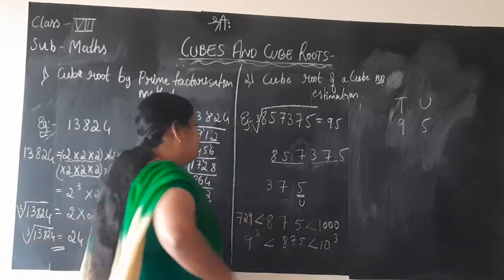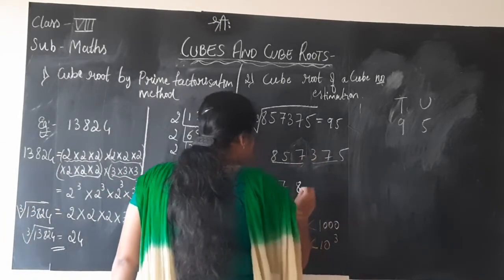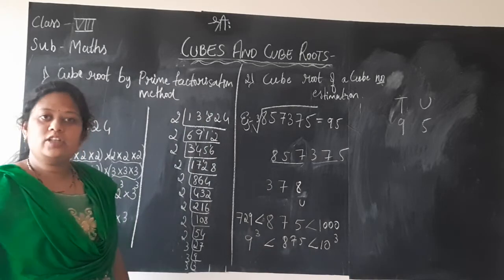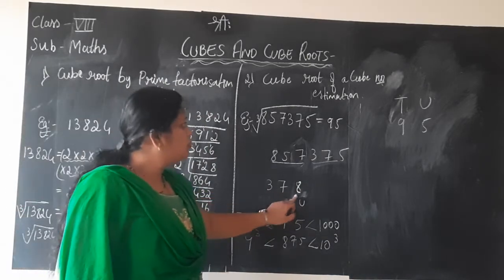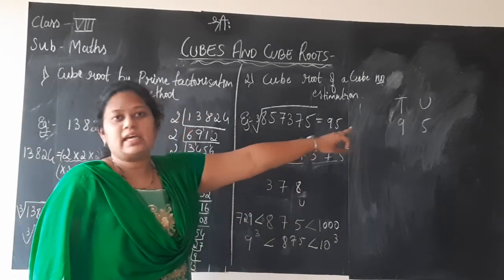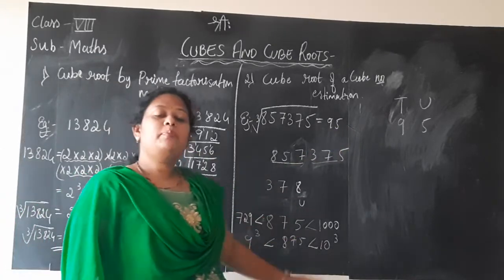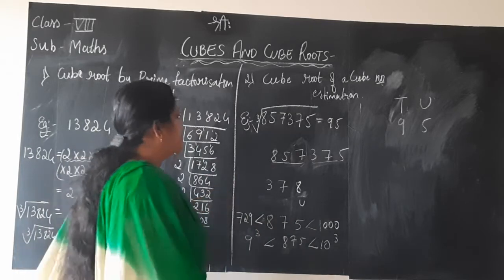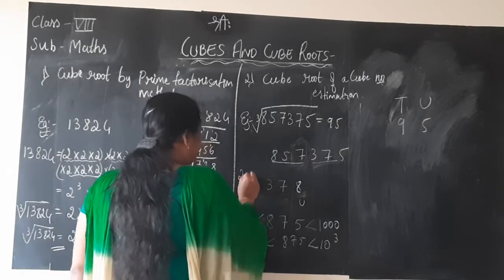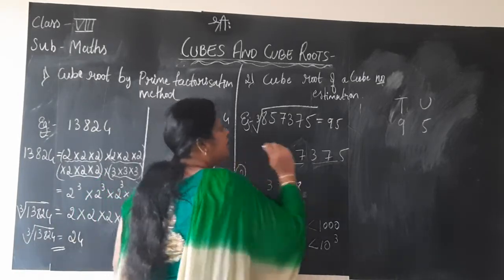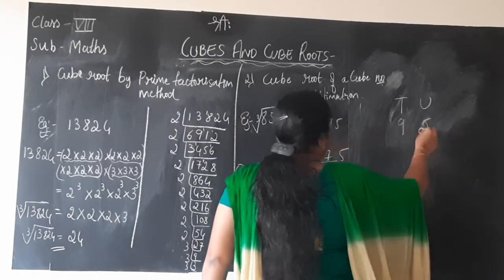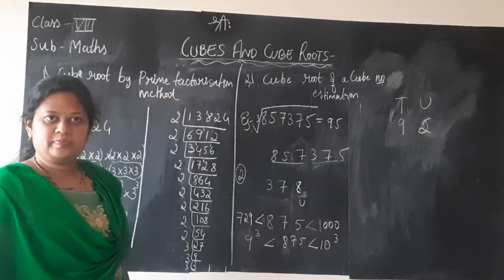Suppose in place of 5 you had 8. If 8 is in the units place, in the final answer I cannot write 8 in the units place, children. It is because 8 is a perfect cube, isn't it? What is 8? Cube root of 8 is the number 2. In that case I should not write 8, instead I should write 2.